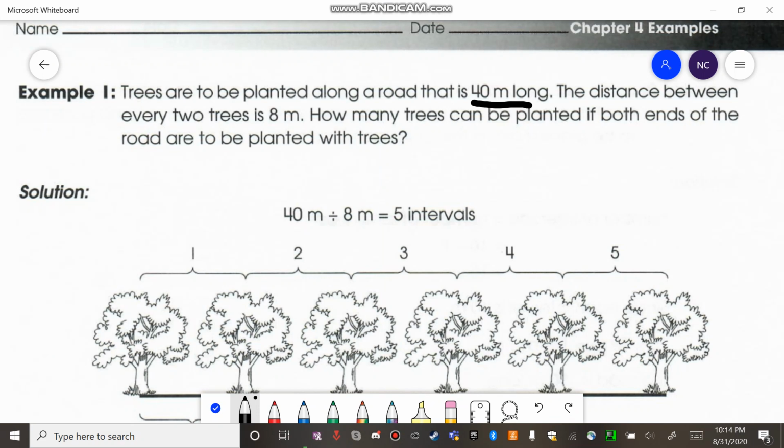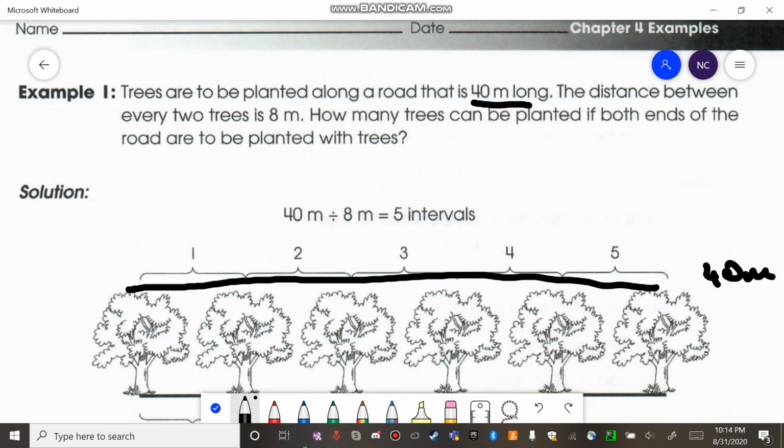They are to be planted along a road that is 40 meters long. So this entire road that those trees are being planted on is 40 meters. And the distance between every two trees is 8 meters. So how many trees can be planted if both ends of the road are to be planted with trees?